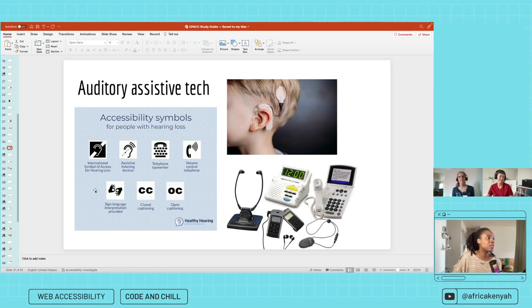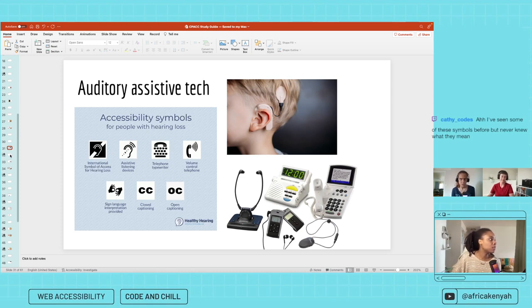And then we have these accessibility symbols that I thought was interesting to add on here. The international symbol of access for hearing loss, assistive tech listening devices, and et cetera. Things like closed captioning, open captioning. These are symbols that you may have seen around, but never knew what they meant. Just like Kathy Coase just said. So when you see them, they're for the deaf community or the hard of hearing community to understand what's going on.